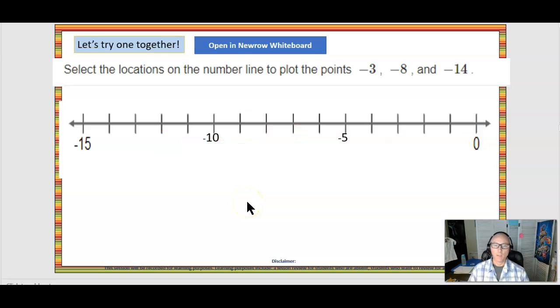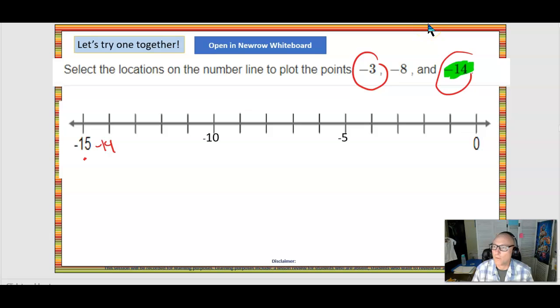Okay, next. Okay, let's do this one together. -3. Ooh, what? -8. Oh my gosh. Well, there's -15. So I know -14 has got to be right next to it, right? -14. So we can say this is here.